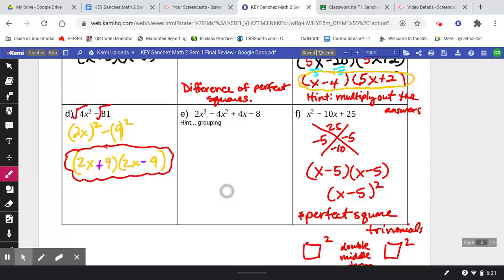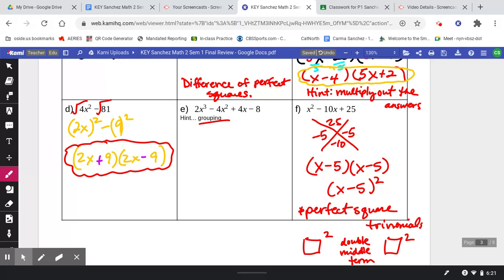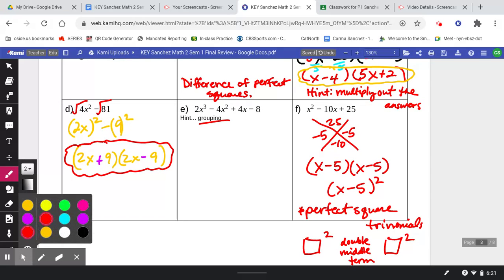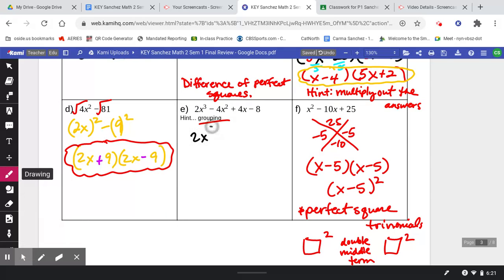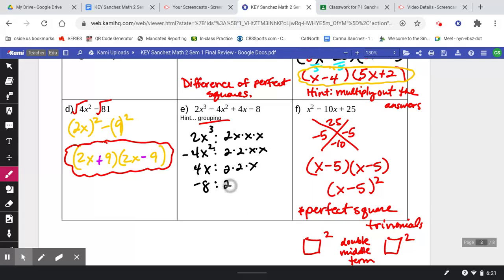All right, finally, factoring by grouping. This was the one where I had you guys break out each term. Where you could say 2x to the third is 2 times x times x, 2 times 2 times x times x, 2 times 2 times x, 2 times 2 times 2. But you're going to notice that there is not anything in common all the way down. And so we have to break this into two separate groupings.